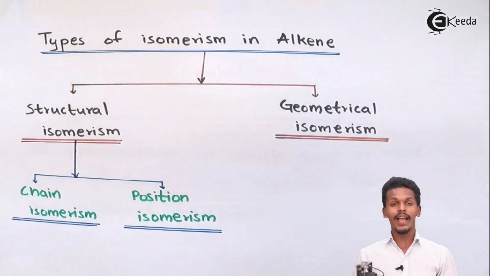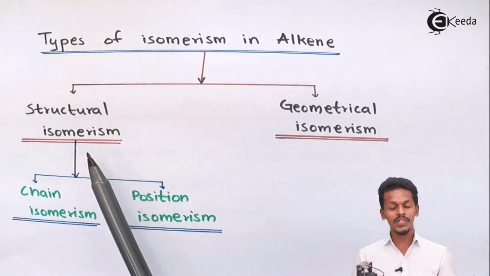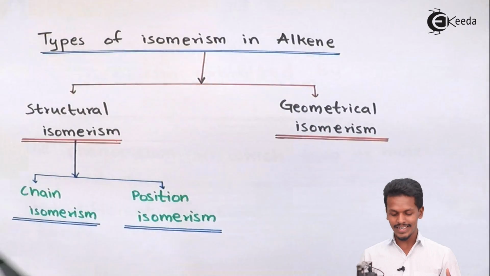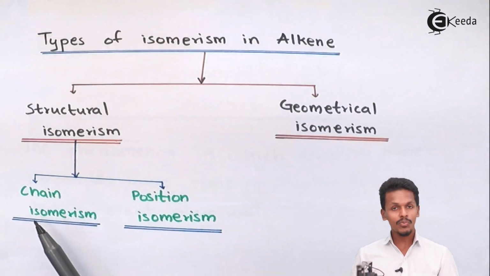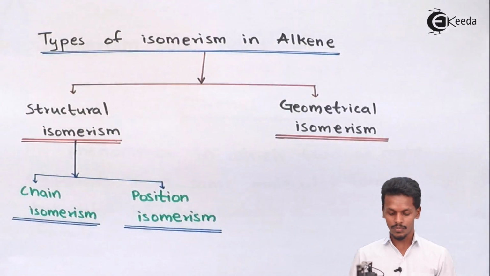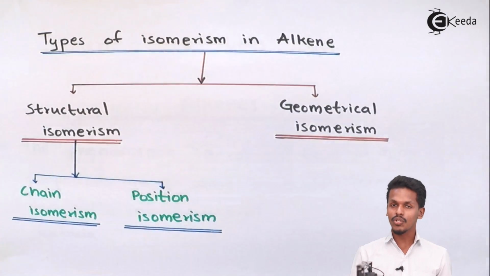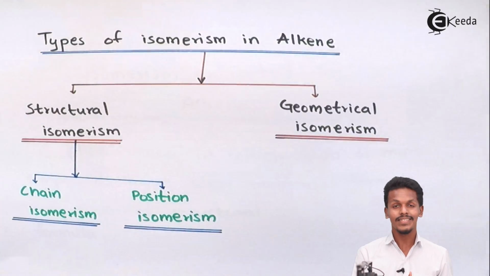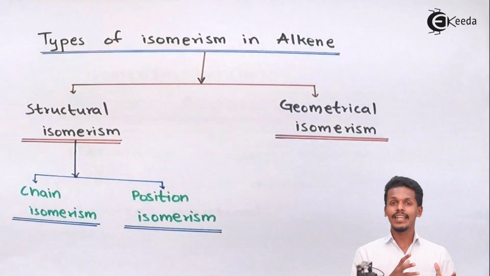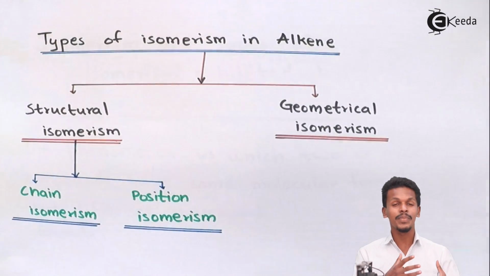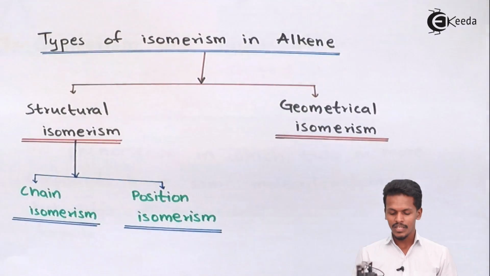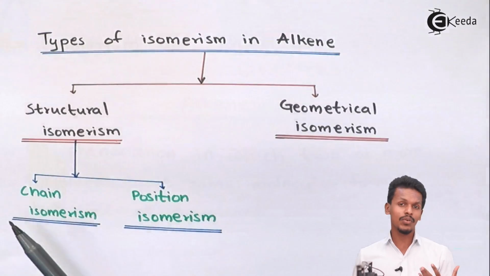Basically, isomerism is divided into two parts: structural isomerism and geometrical isomerism. Structural isomerism is further divided into two parts: chain isomerism and position isomerism. These are the two which show structural isomerism. Geometrical isomerism is known as cis-trans isomerism, in which there is a spatial arrangement of the atoms arranged in a 3D, or three-dimensional, format.